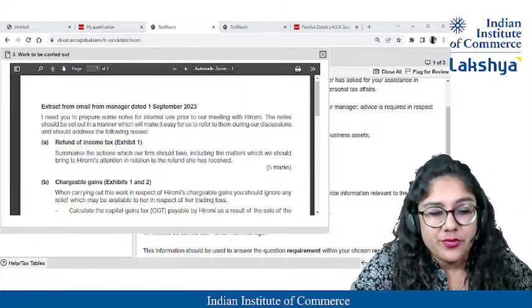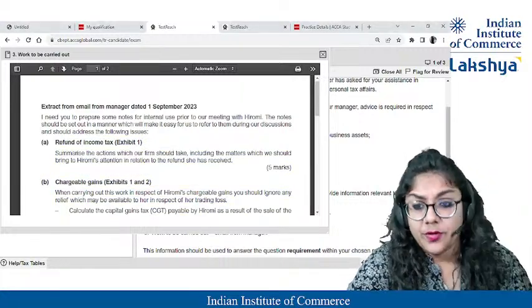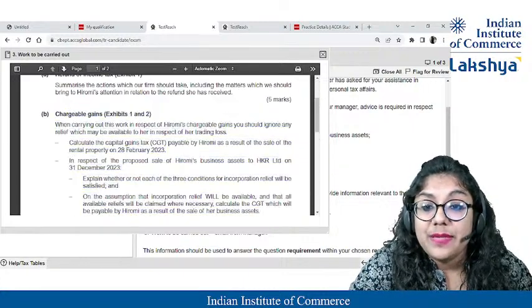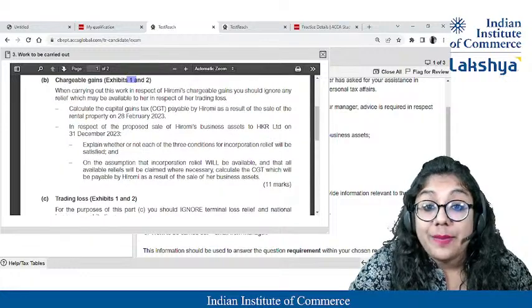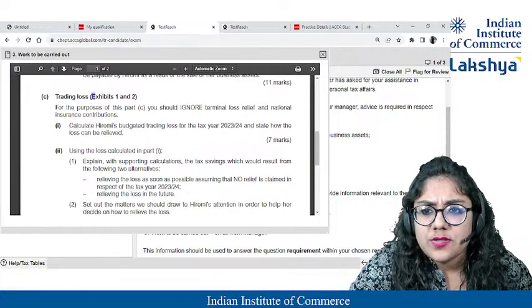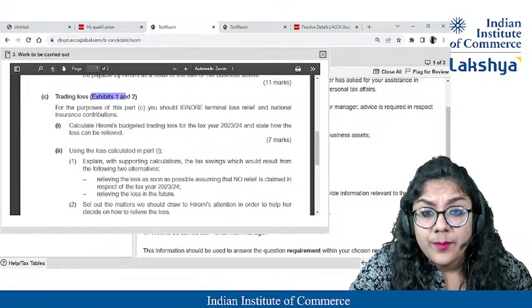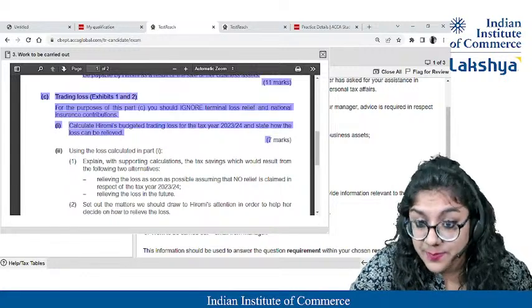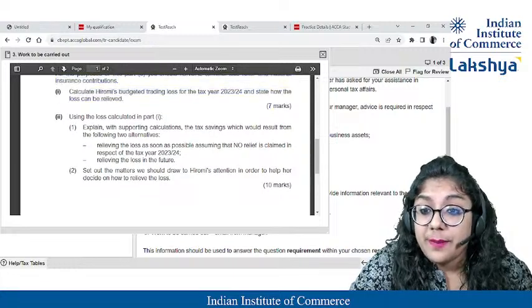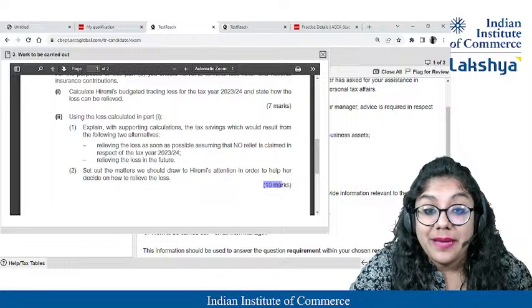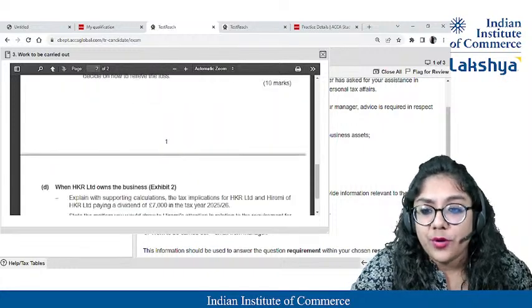So something about the refund I will draft the report for. Second, about the capital gains, the chargeable gains, for that I'll be using exhibits 1 and 2 to reply, which was worth 11 marks. That's CGT, capital gains. Then trading losses. Okay, so there are losses, so maybe I can carry forward in some way or the other. For that, exhibits 1 and 2 again I have to use, which is worth 7 marks. Then using the losses, if I'm having any losses, I know we can carry forward, we can assume something. For that, I'm having 10 marks for the refund claim and all.